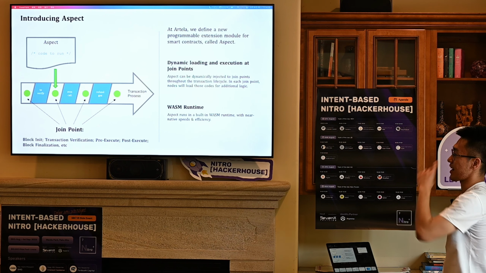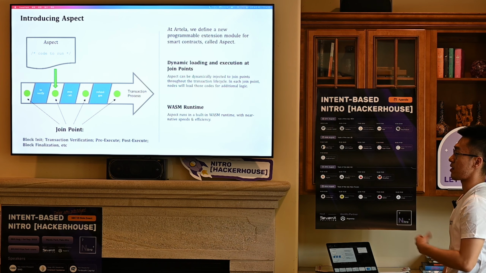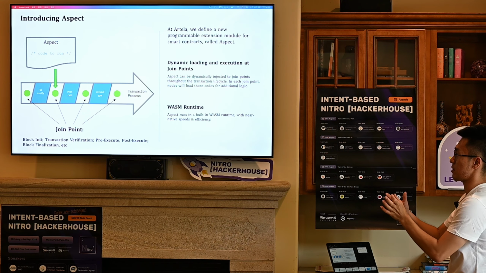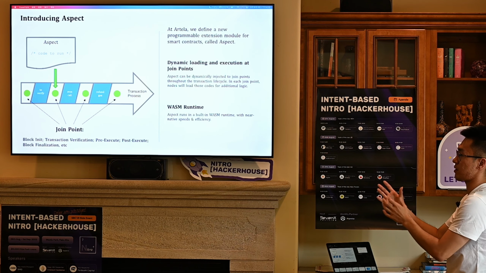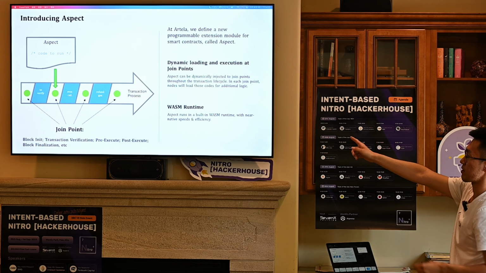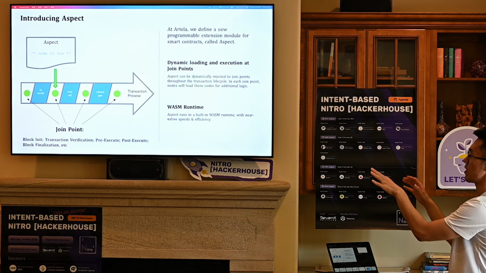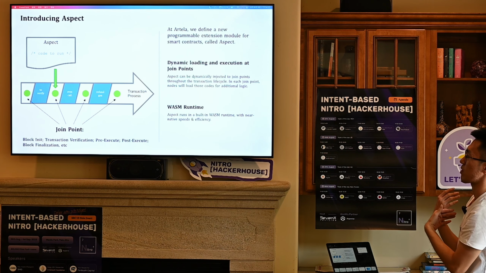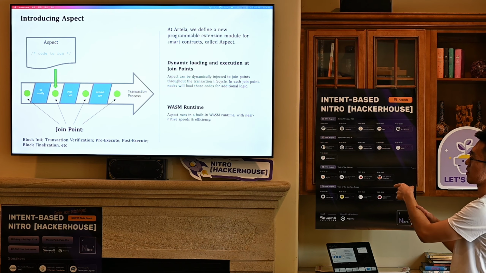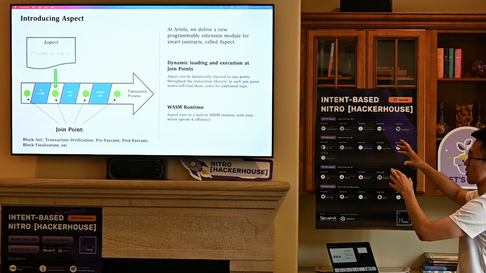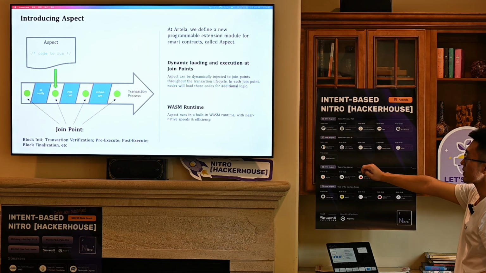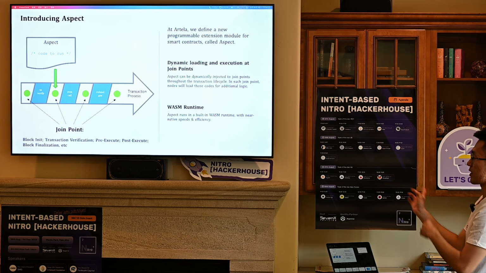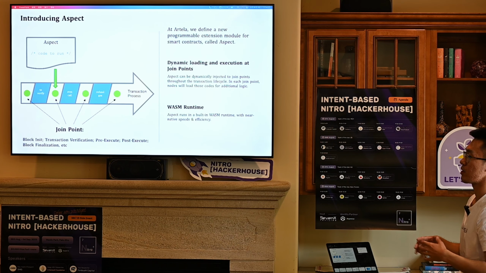Just like a hook design, we can add additional logic throughout the transaction life cycle. We can make a transaction enable intent, even though the intent may not come directly from the smart contract itself. As you can see, we can have more runtime context even before or after the execution of a smart contract, or at the block level, like block init. They can all add additional code at these join points, and this additional code is written in Wasm.